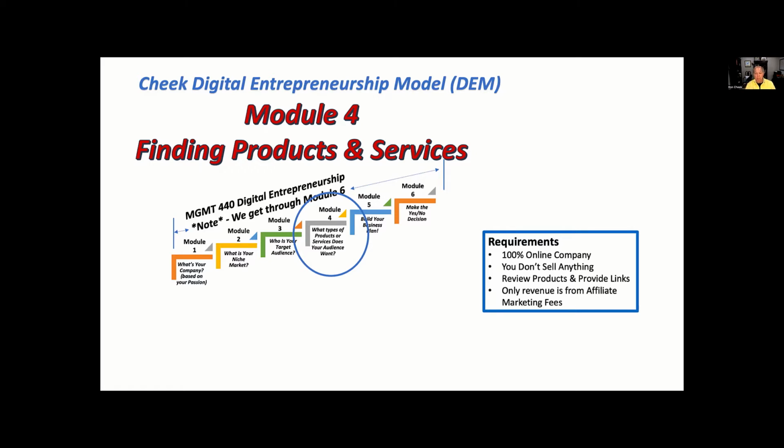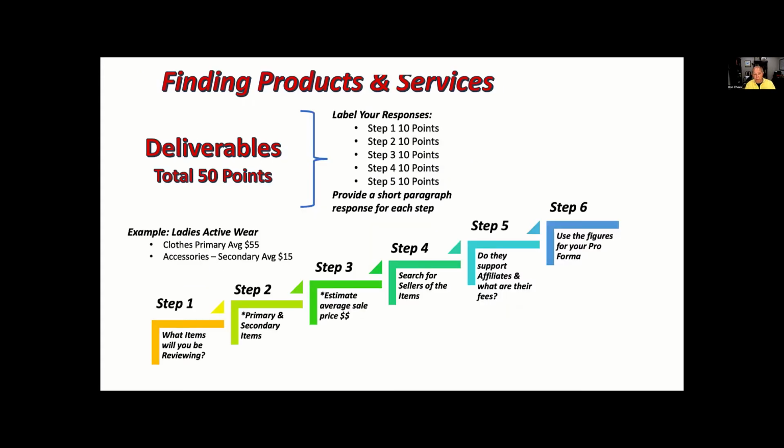Requirements, remember, 100% online company. You don't sell anything. You'll review products and services. You'll provide links, and the only revenue you'll receive is from affiliate marketing fees. So the assignment for finding your products and services has 5 steps, and you'll number your responses, number 1, number 2, number 3, etc., 1 through 5. There's 10 points each, a total of 50 points.